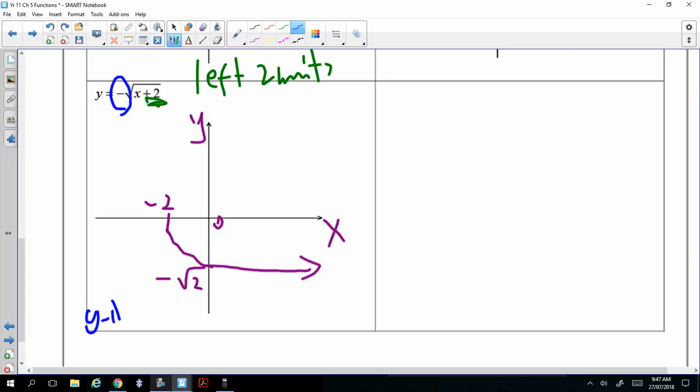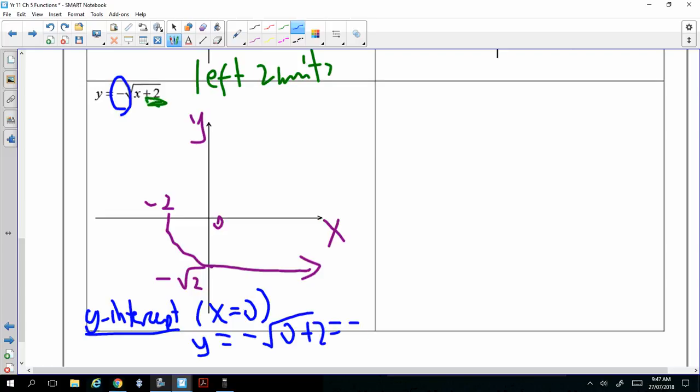Exercise 5.9, do all. Questions? So while you're waiting, can you get started with the exercise?